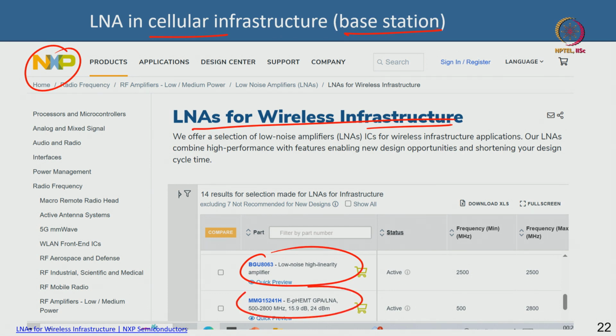You can see here it is mentioned E-pHEMT. E stands for enhancement mode. Enhancement mode is a device whose threshold voltage is positive. It's like a silicon MOSFET. It means to turn on the device, you need to apply a positive voltage on the gate. The contradictory device is depletion mode, where you have to apply a negative voltage on the gate to turn the device off.